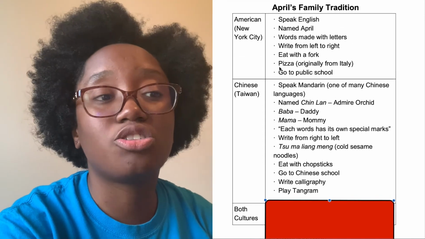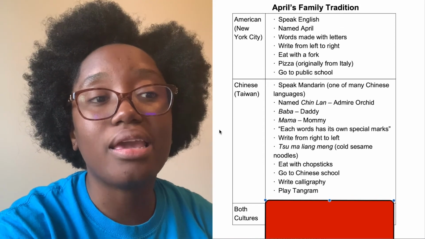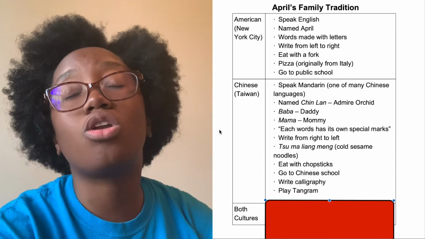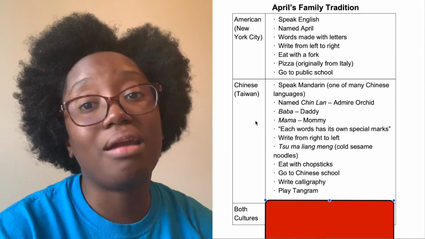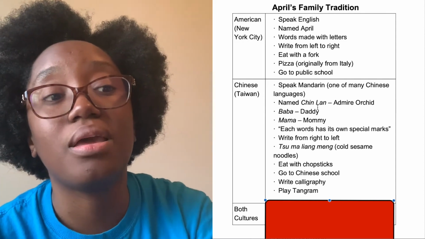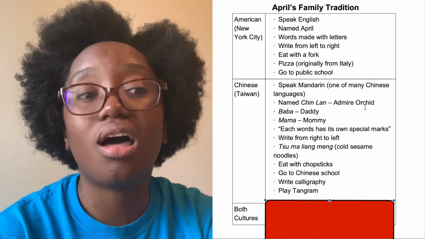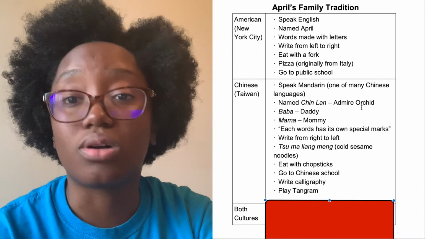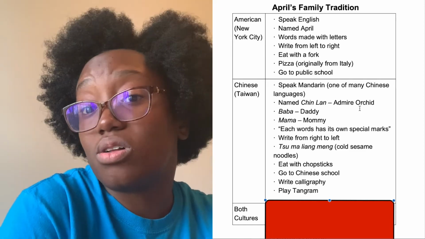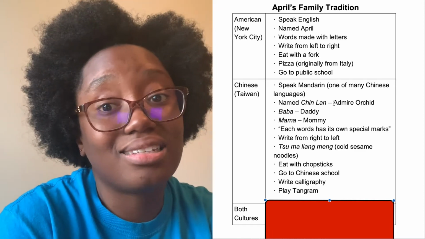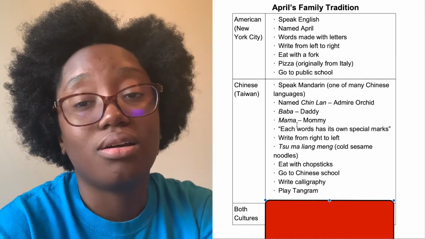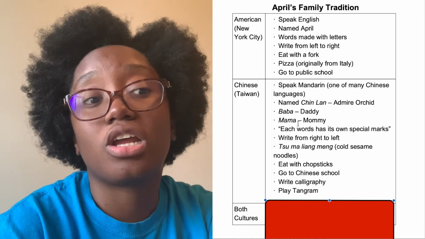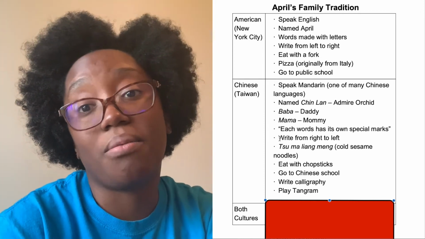So as their Chinese tradition, they speak Mandarin, which is one of the many Chinese languages. And remember, since she has an American name, she also has a Chinese name. And her Chinese name is Cheng Lan, which means admire orchid. She also calls her mom and dad differently, not just mommy and daddy. She calls them Baba and Mama, which in Mandarin means daddy and mommy.